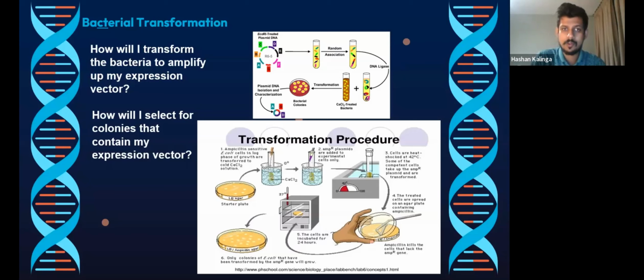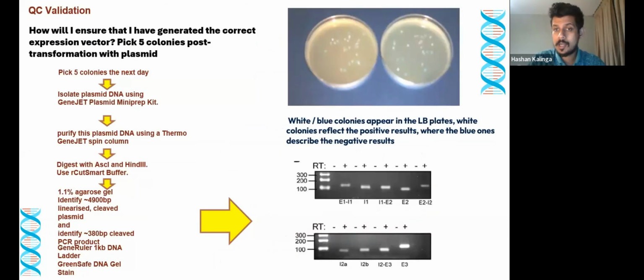After this overnight, you can see two types of colonies will be found. There are white and blue. White colonies reflect the positive results, whereas the blue ones indicate the negative results. Then we will go for the QC validation.